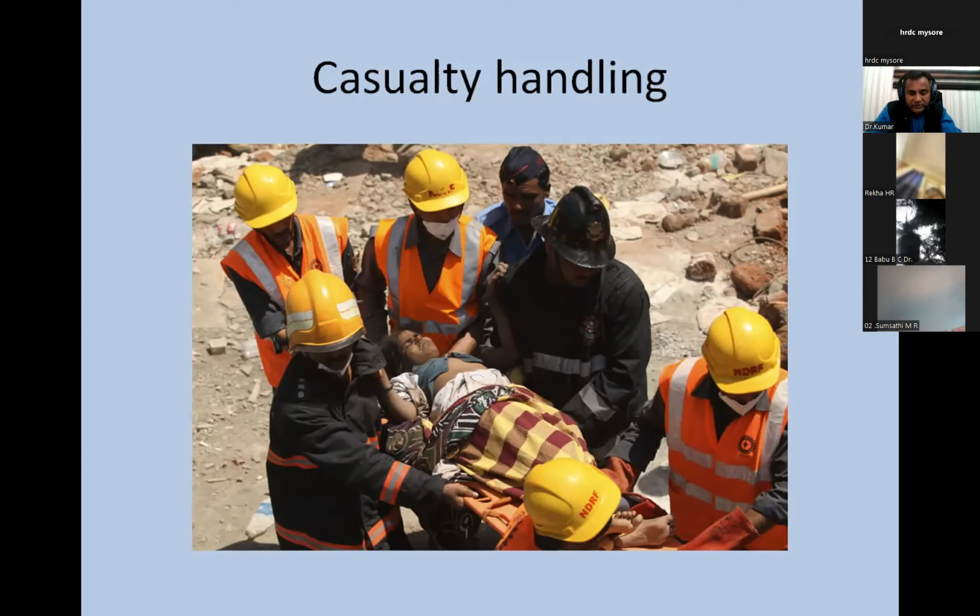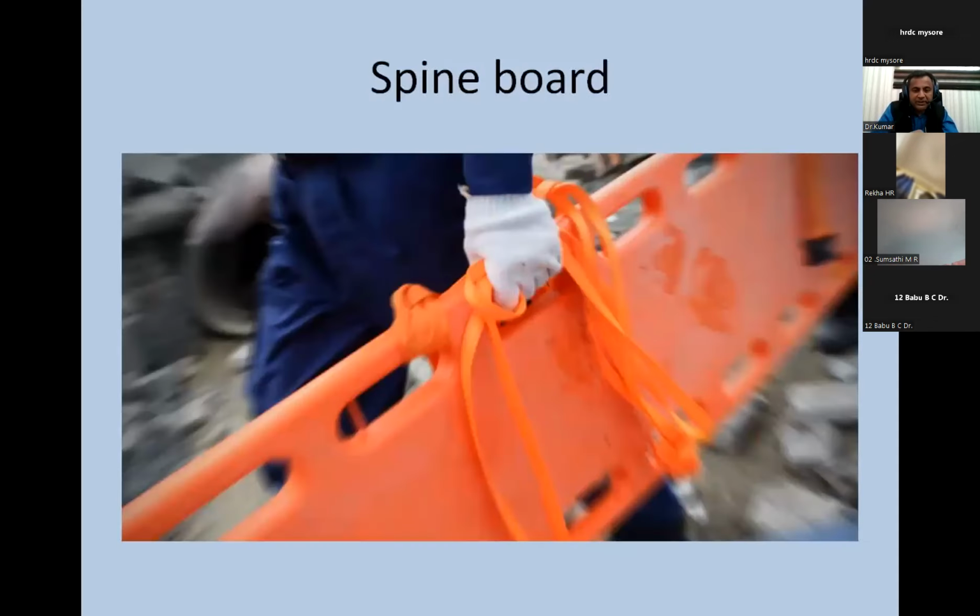But the general public can support in such scenarios by providing any kind of assistance in shifting. Shifting means casualty handling. This is the most important part of disaster management. In case of a train accident, when you are shifting, don't try to shift a casualty by holding them by leg and hand. If you do, there is a very likely chance that the spinal cord may get injured.